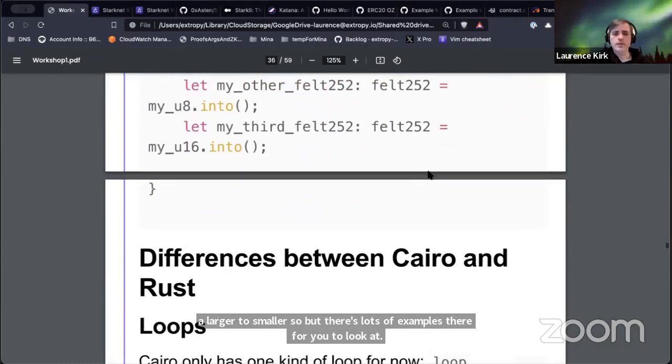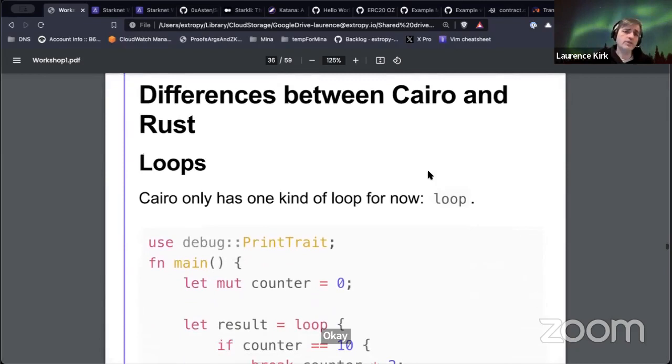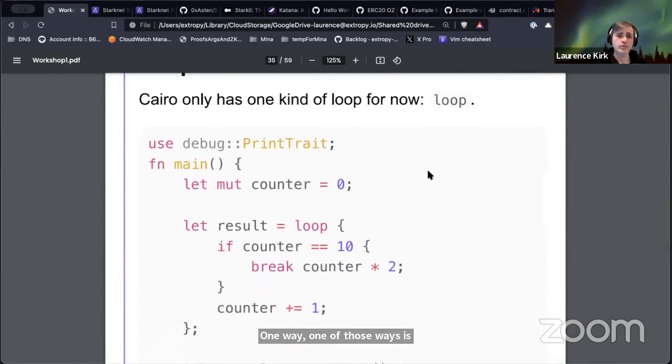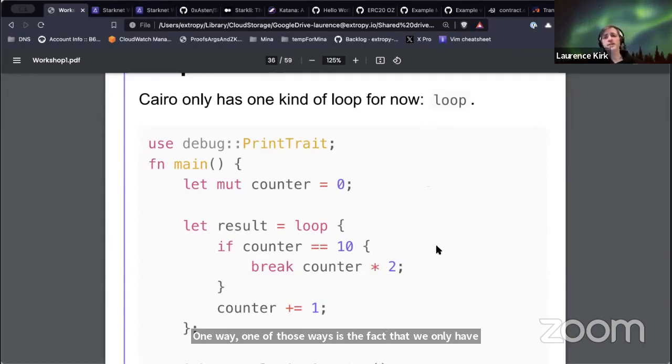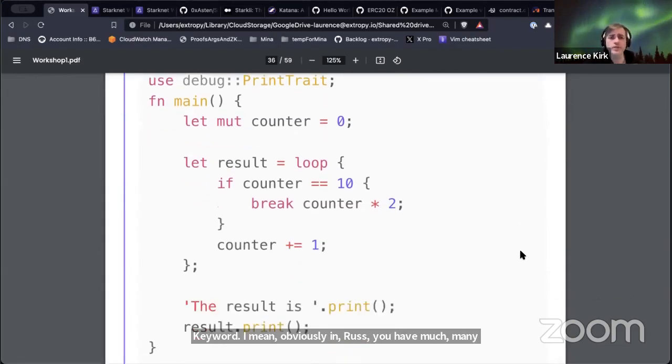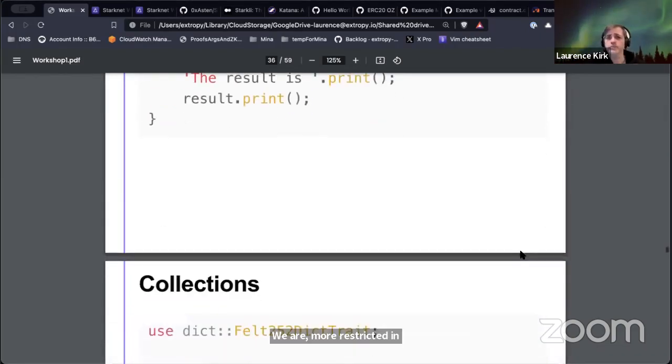So Cairo's syntax is based upon Rust. There's lots of similarities between Cairo and Rust, but there are some differences. Cairo, in some ways, is more restricted. One of those ways is the fact that we only have one type of loop, as you can see here, the loop keyword. Obviously in Rust, you have many more possibilities. We are more restricted in what we can do with Cairo.